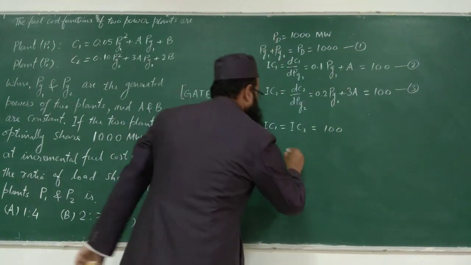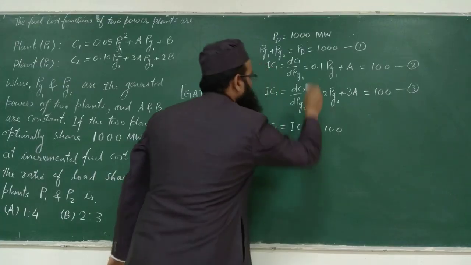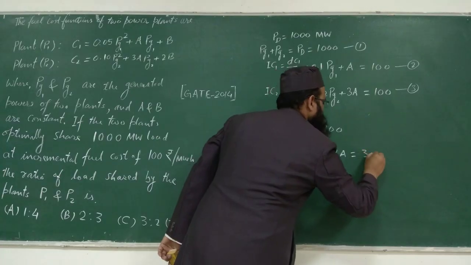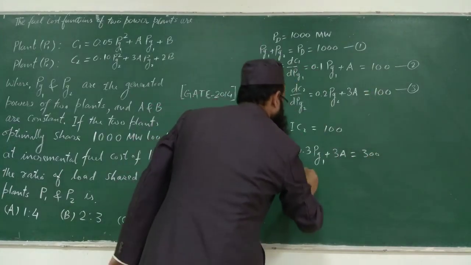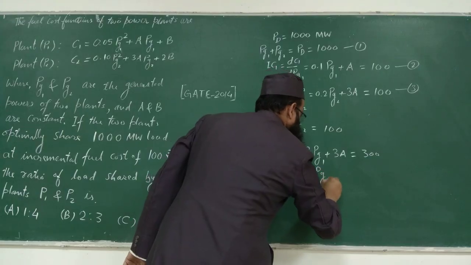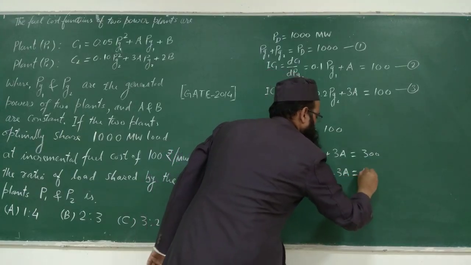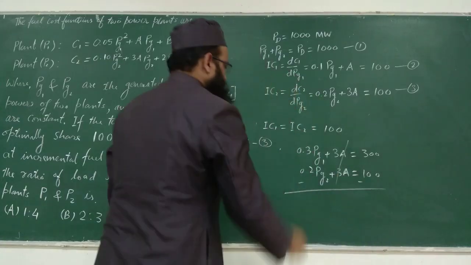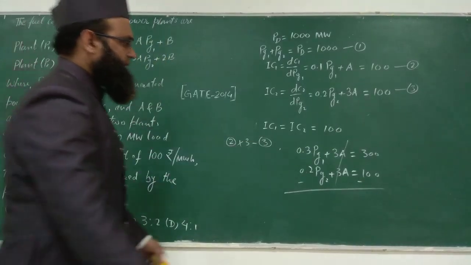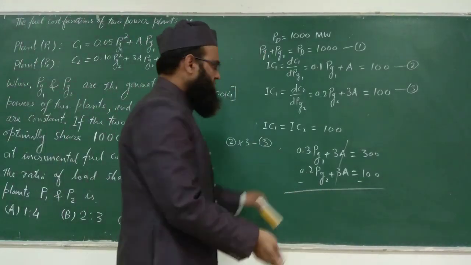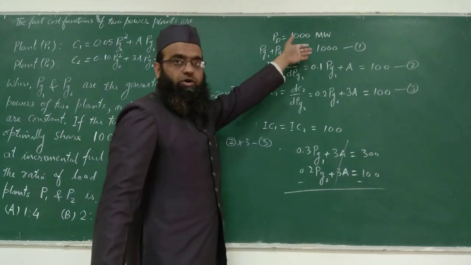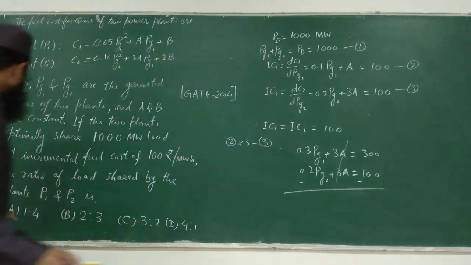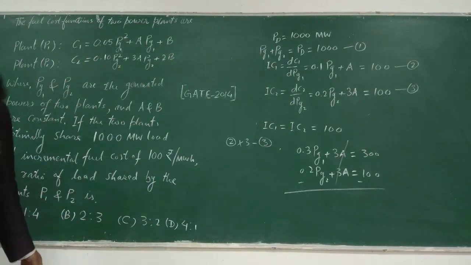So this becomes 0.3 Pg1 plus 3A will be equal to 300. And this one is 0.2 Pg2 plus 3A is equal to 100. Just subtract this so that 3A will get cancelled. You will get one equation in Pg1 and Pg2, and we have another equation in Pg1 and Pg2. So now two equations, two unknowns, and we have to solve for Pg1 and Pg2, then take the ratio of Pg1 to Pg2, right? So tell me the values.